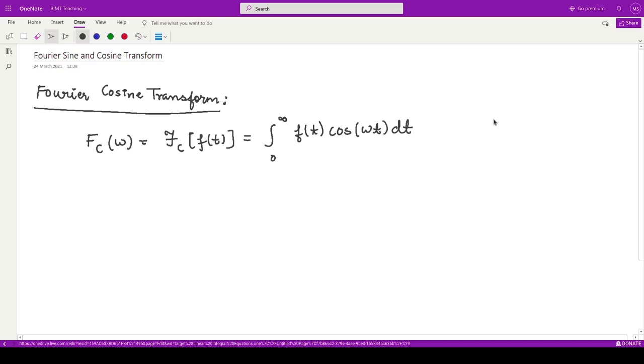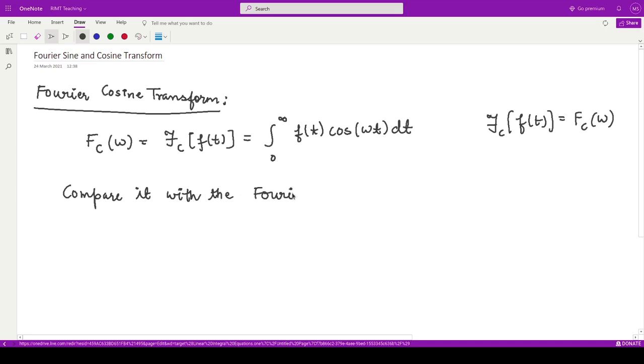Or you can write this as the Fourier cosine transform of the function f of t, which is equivalent to the function Fc of omega. Now we can compare this with the Fourier cosine integral representation. As we have written the Fourier integral representation for the given function, similarly we have the Fourier cosine integral representation and the Fourier sine representation. So when you compare it with this, what is this?